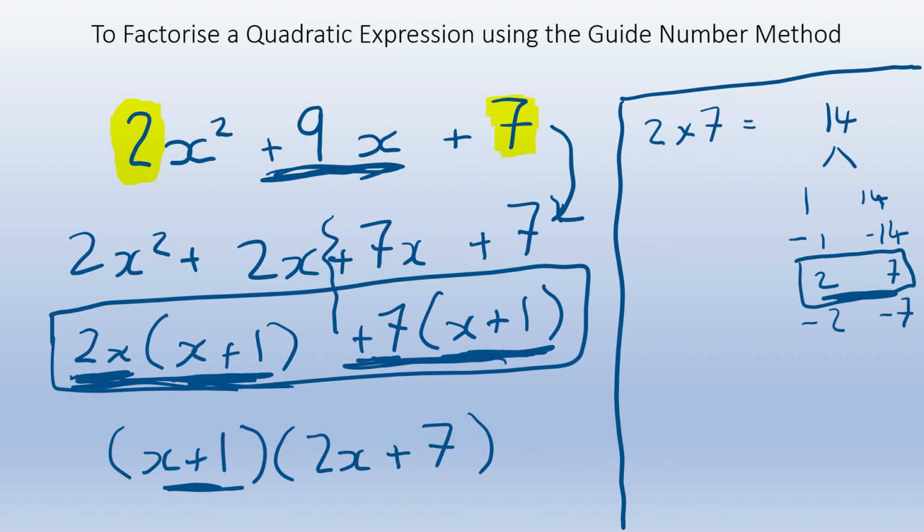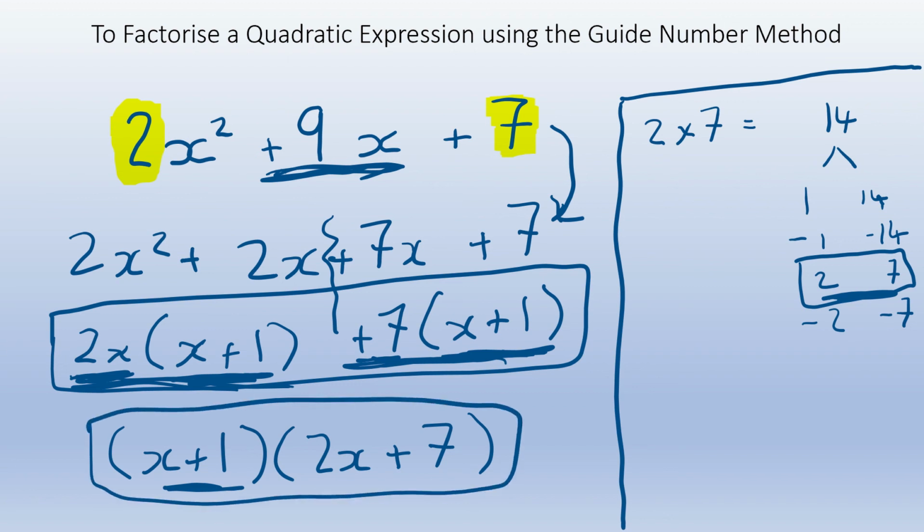You might be asked this as a question starting off at the bottom, so you might be asked to expand your brackets there, in which case you'd just be moving back through your steps here to get up to your quadratic at the very end. So sort of like 2 exam questions in one. Okay, that's factorizing a quadratic expression using the guide number method.